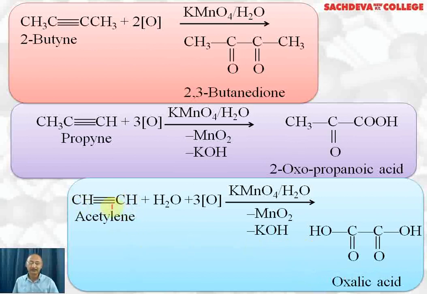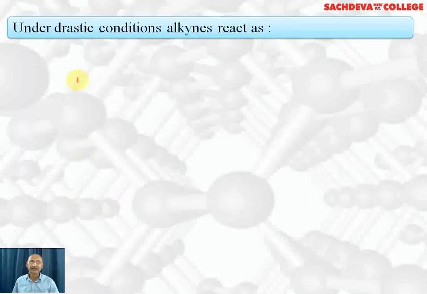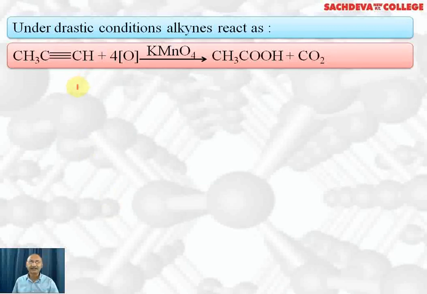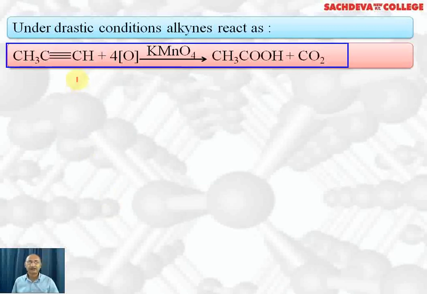Here both the carbons which are attached with the triple bond are attached to hydrogen. So this carbon changes to carboxylic acid. This carbon also changes to carboxylic acid. This triple bond will change to single bond and we will get oxalic acid. Under drastic conditions, alkynes react to form carboxylic acids.